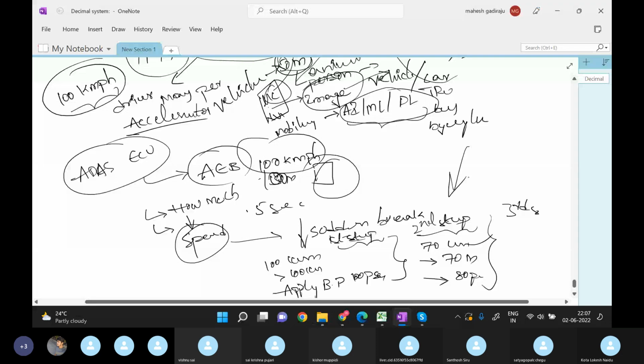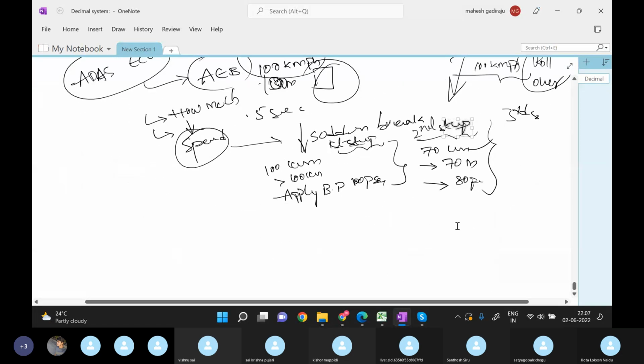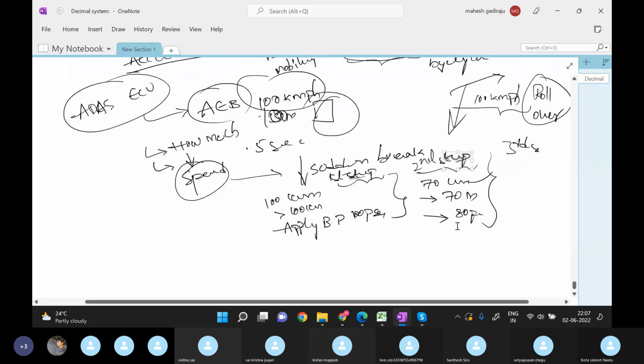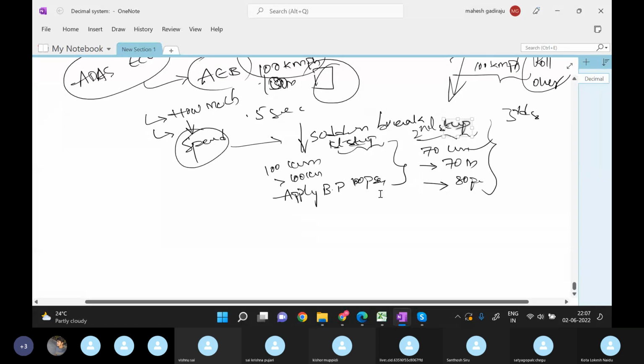If it applied the entire brake pressure in one shot while the vehicle is going 100 kmph, what will happen? The vehicle will roll over. Correct? Instead of avoiding the accident, this rollover may cause more impact. Getting it? You're getting it. Yeah. So this is how it works, and one more thing you need to remember.